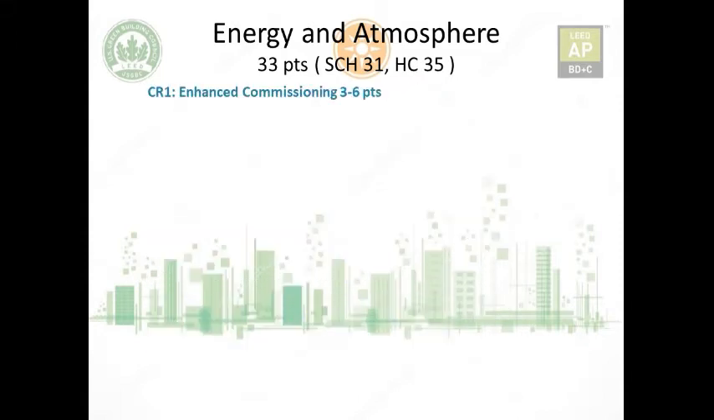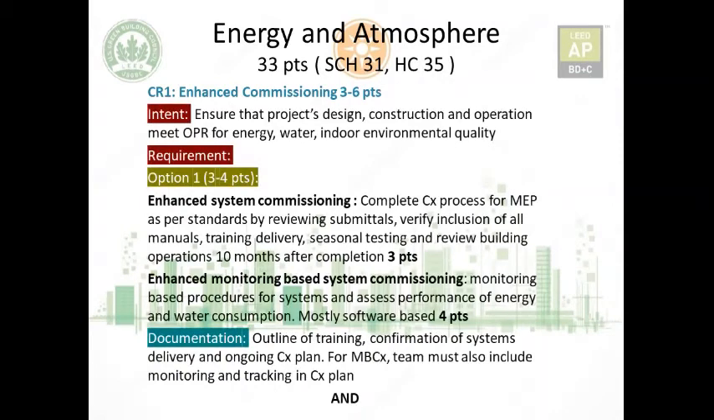Credit number 1, enhanced commissioning, 3 to 6 points for all adaptations. Whenever a credit is related to a prerequisite, the intent is the same, but the requirements are more stringent or more demanding. So there are two options here. Option number 1 is going to get you 3 to 4 points. The first one is enhanced system commissioning.